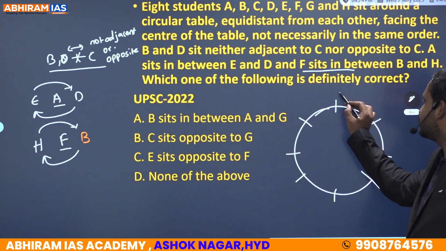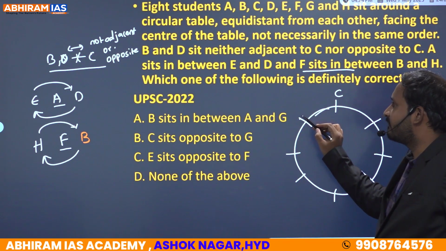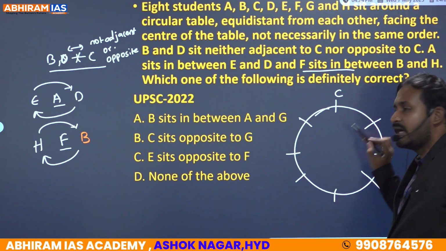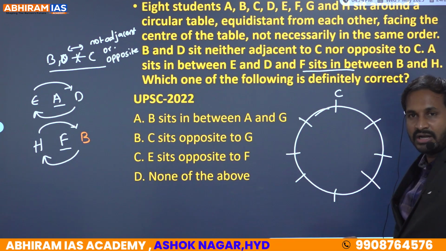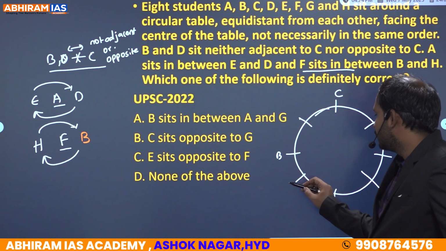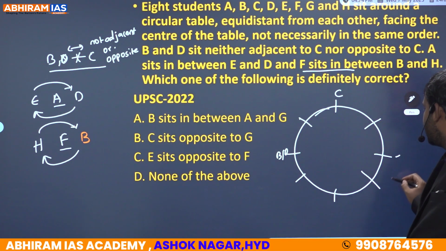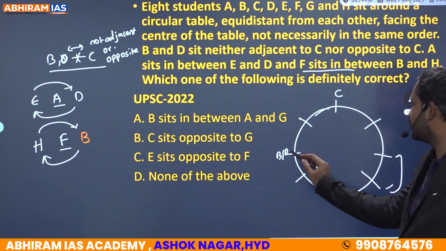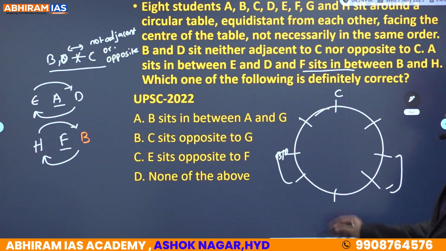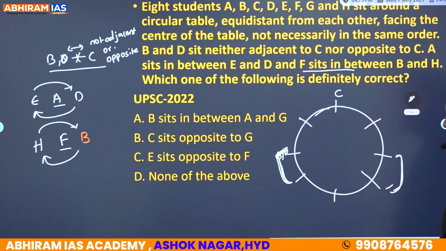For example, I will assume C is here. If C is here, I cannot write B and D here. Why? Because B and D are not neighbors to C. Same logic here. Where can I place B and D? There are chances for B and D here, here, here and here. These 4 places I will have the chance for B and D.